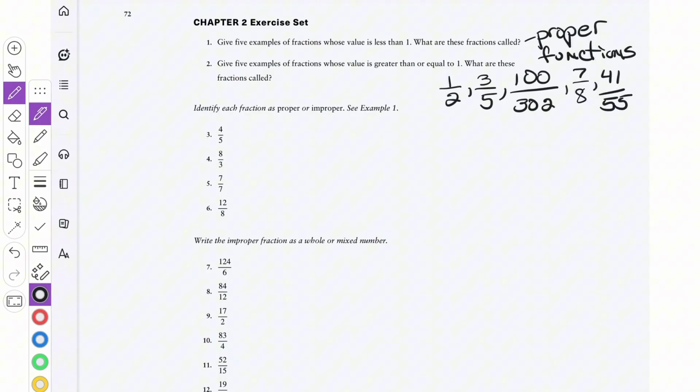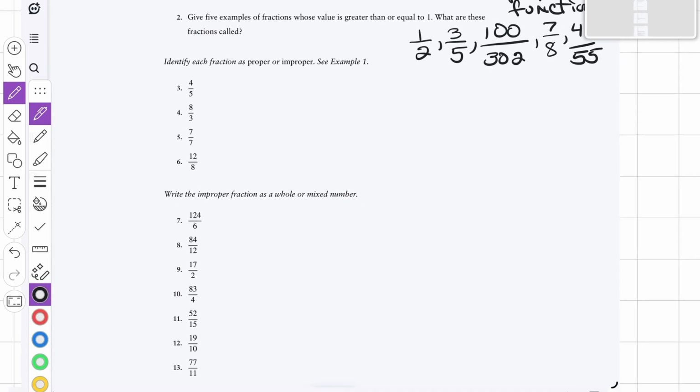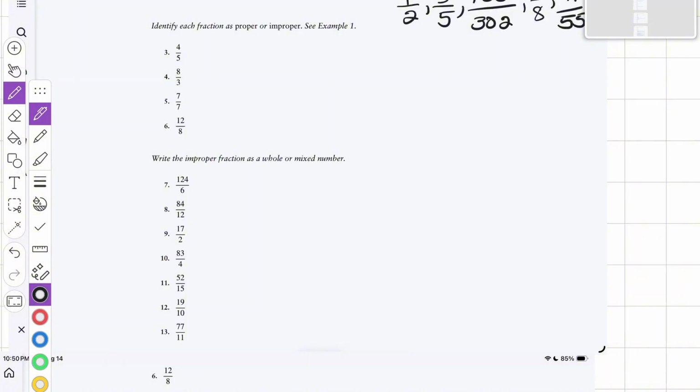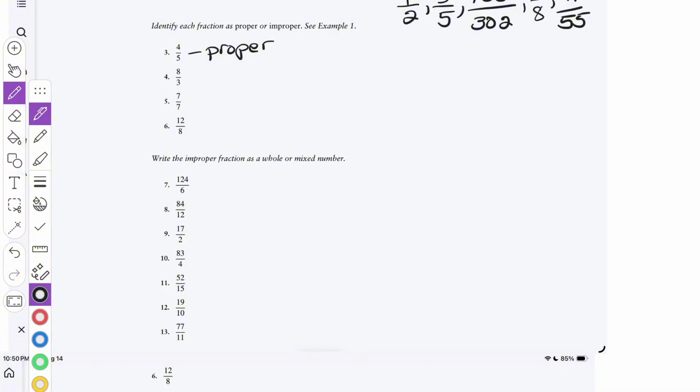I'm going to do 3 through 6. Identify each fraction as a proper or improper fraction. Oh, I'm not going to do all of them, but this would be a proper, right? And then 6 would be improper. Okay?